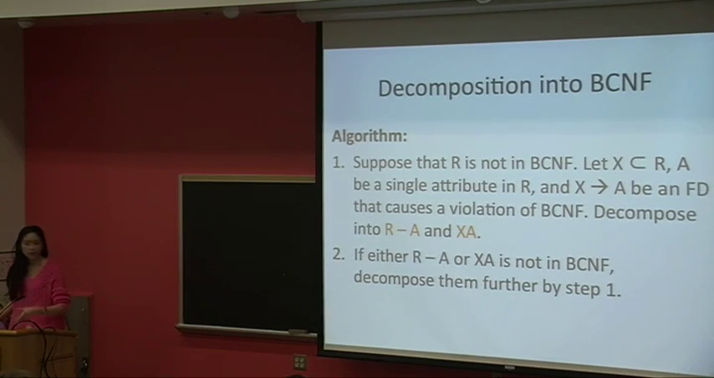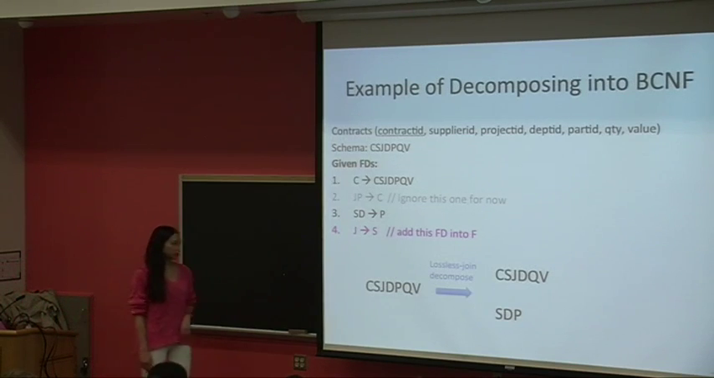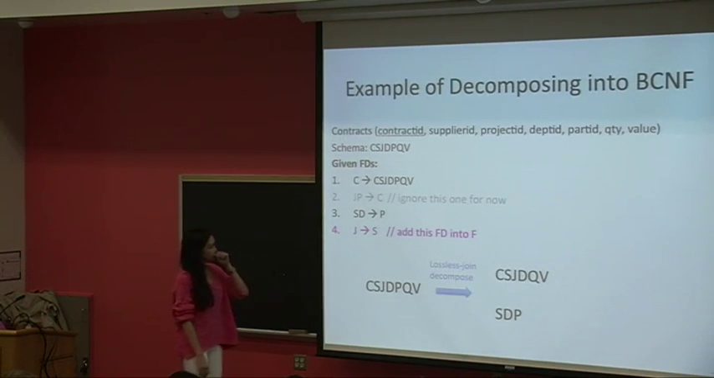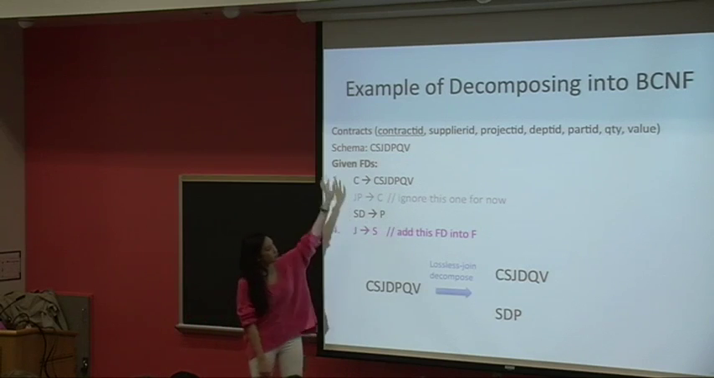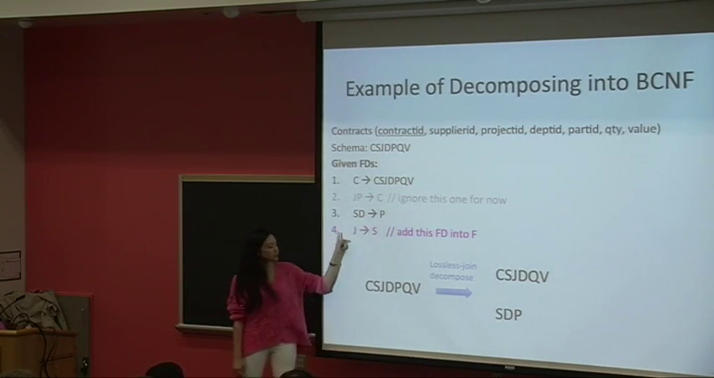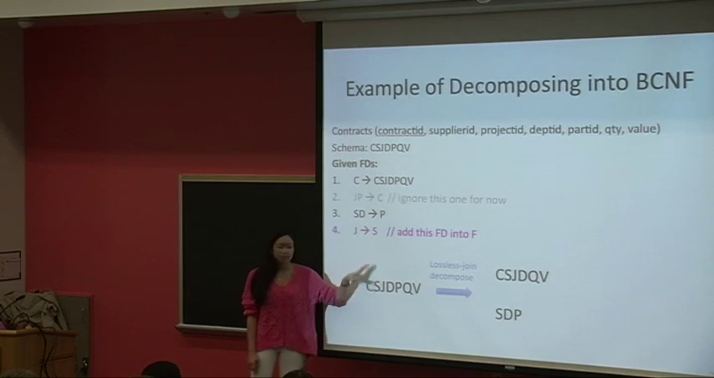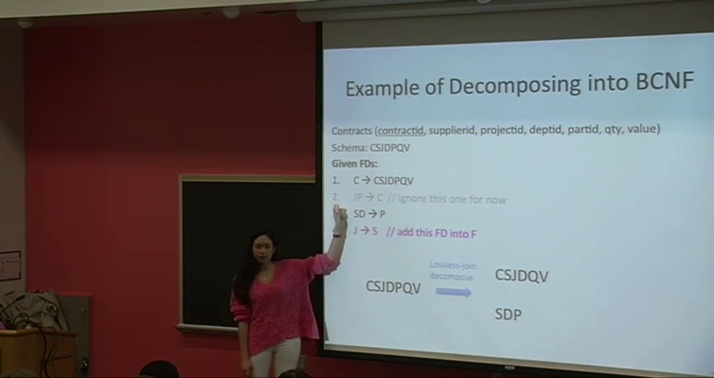But just keep in mind, it's also possible you will never get to a point when all of the relations are in Boyce-Codd normal form. So let's take a look at this example, which we have seen before, which is the contract schema. And today we want to decompose it into Boyce-Codd normal form. And in the past, when we used this example, we didn't have the four functional dependencies. Okay, so this one is added today. And for the second one, when we are working through here, let's just ignore the second one for now. Okay, so I grayed it out.